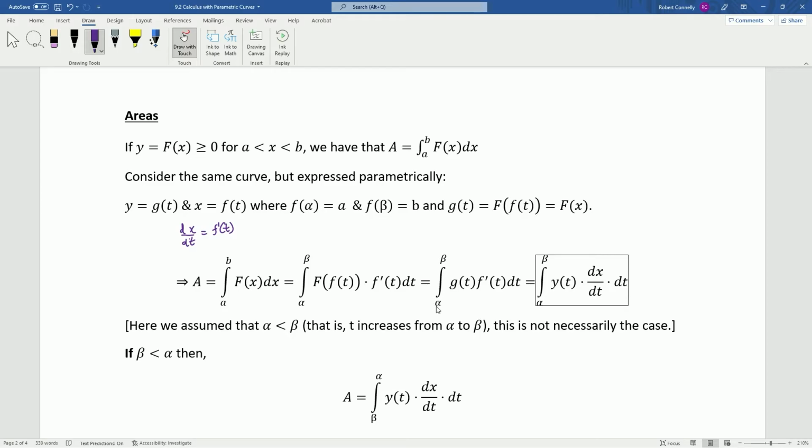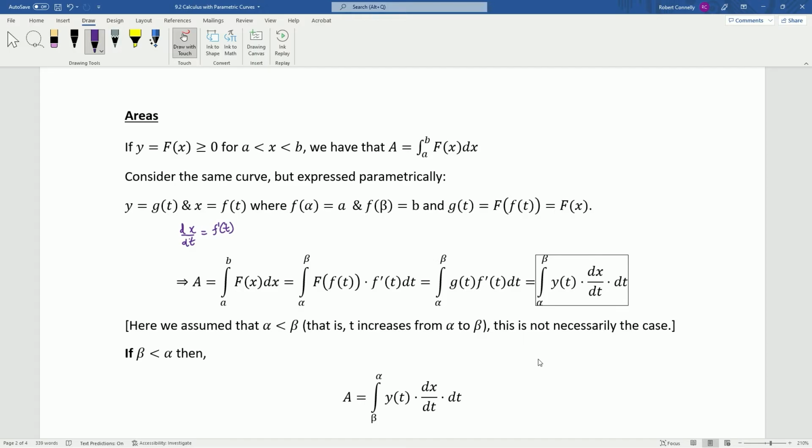So in other words, we get that this integral is the integral from alpha to beta of y of t times dx dt times dt. So if we have the parametric equations, then we can just take our integral from alpha to beta, y of t times dx dt times dt, and integrate that.